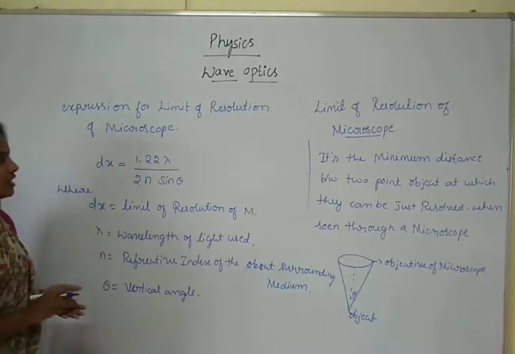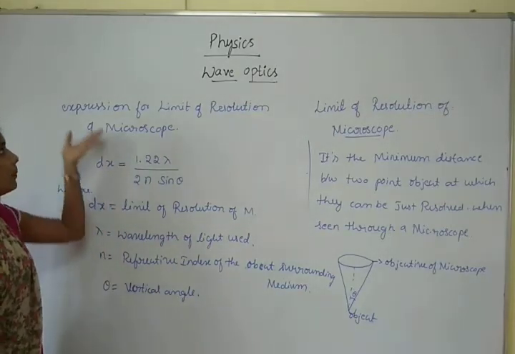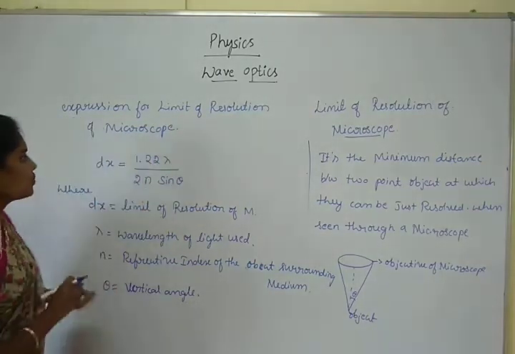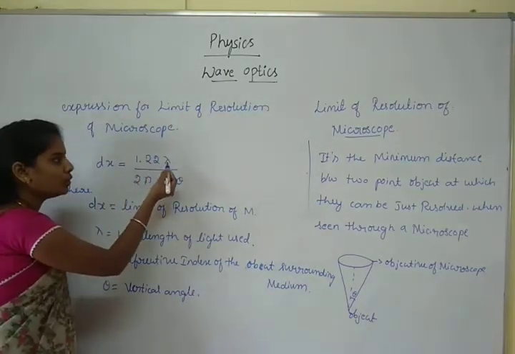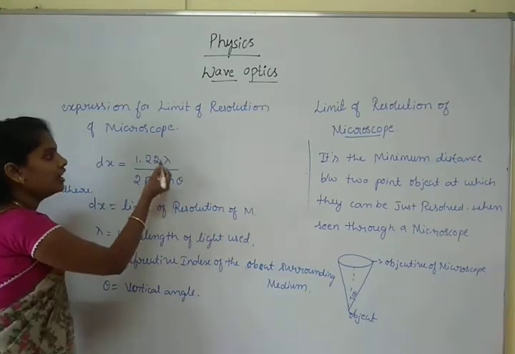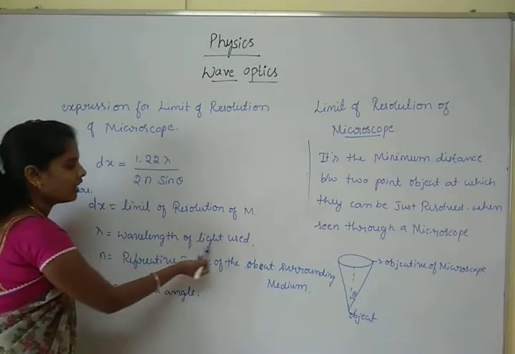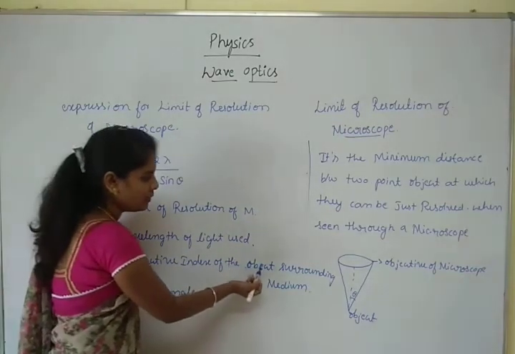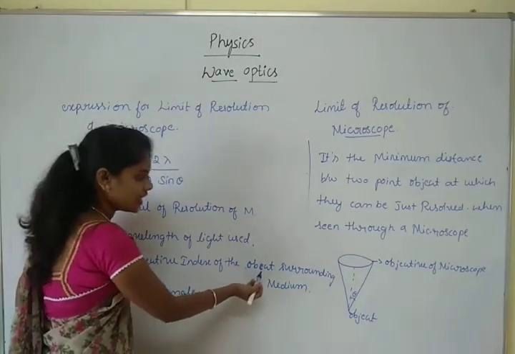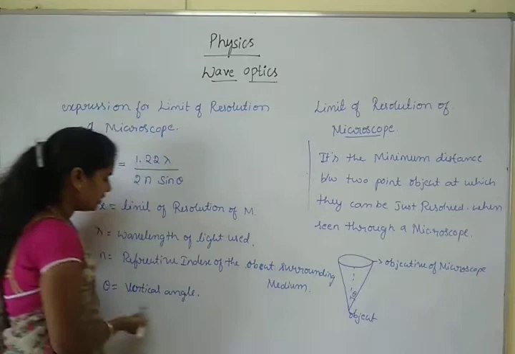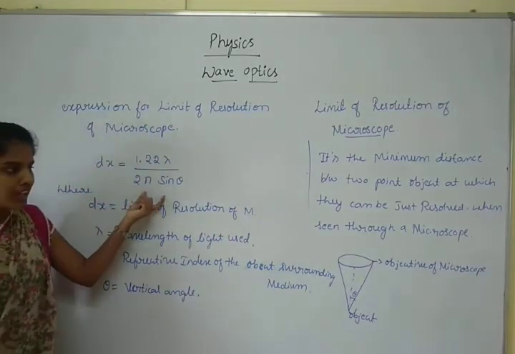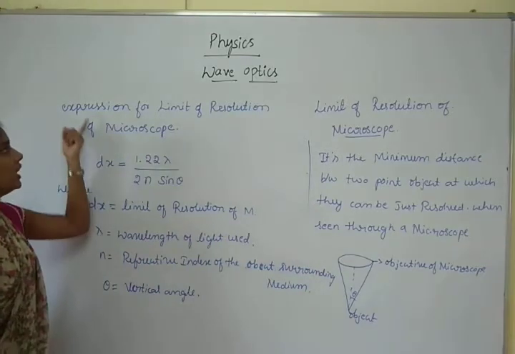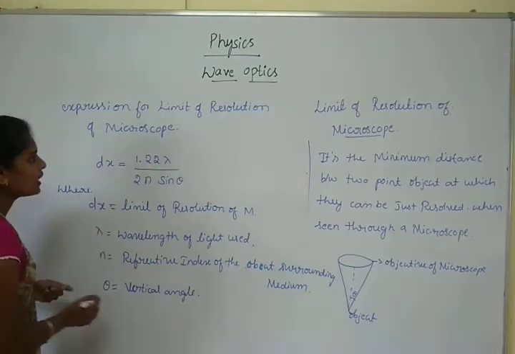So this is about the expression for the limit of resolution of a microscope. dx is equal to 1.22 lambda divided by 2n sin theta. Lambda represents the wavelength of light used, and n represents the refractive index of the surrounding medium, where theta is the vertical angle here. So this is the expression for the limit of resolution of a microscope.